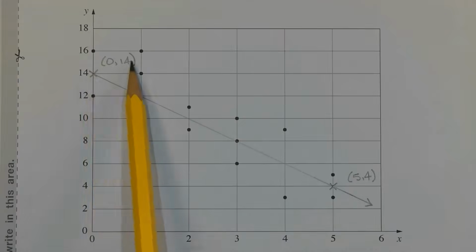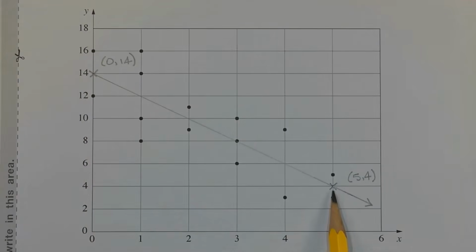Here is the point (0,14) and here is the point (5,4). Now I've drawn the line of best fit that passes through both of those points, noting that this point here, (0,14), lies on the y-axis, which means this point is the y-intercept of the line, and we'll need that later on in order to find the equation of the line of best fit.